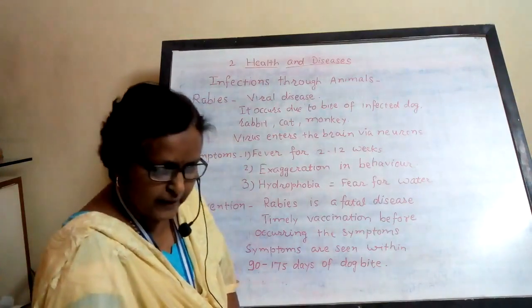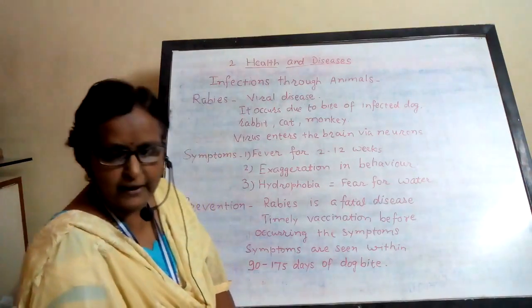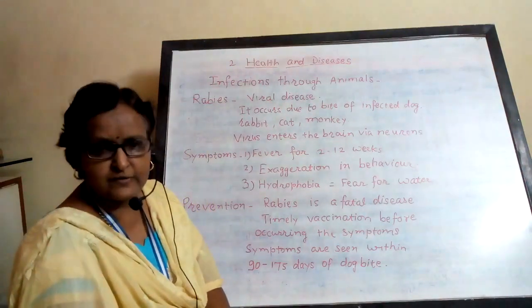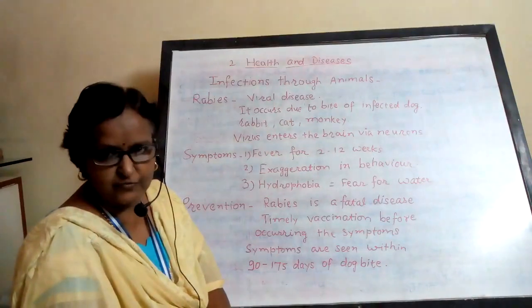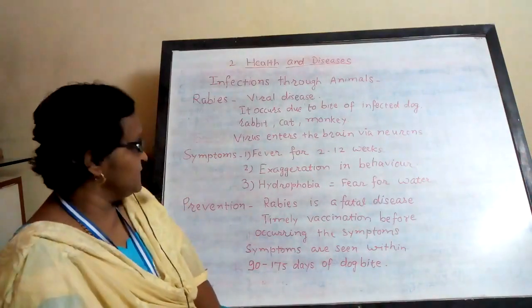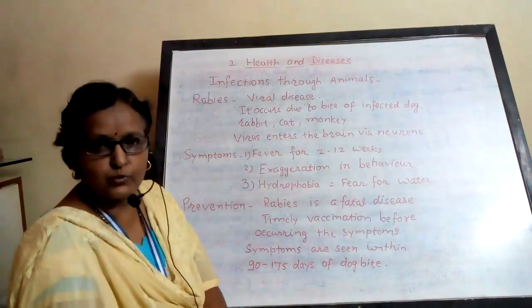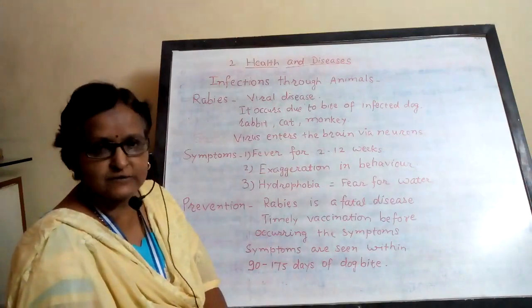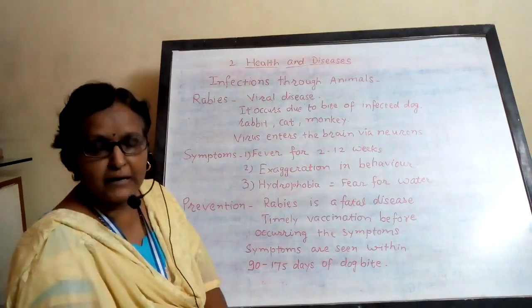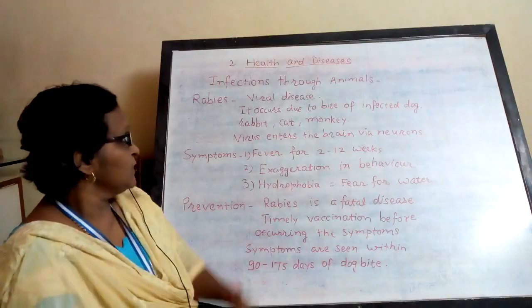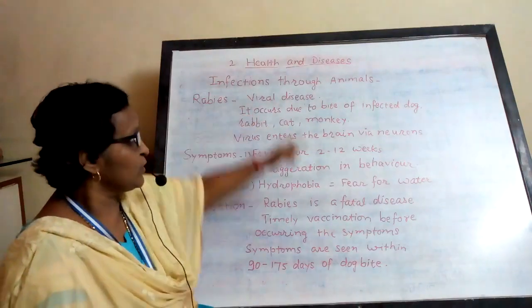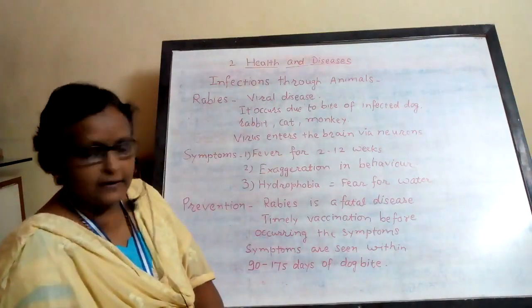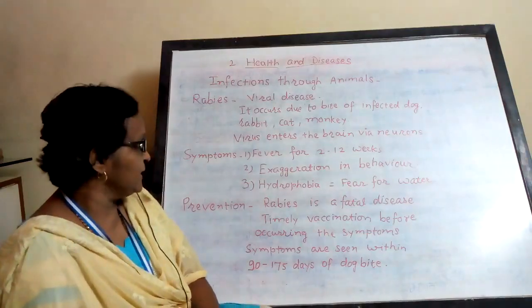What are the effects of rats, cockroaches on human health? They cause different diseases. They spread different diseases, we know. Now, rabies is caused especially due to bite of cats, dogs, rats and monkeys. What are the symptoms? It is a viral disease, I have told you. It occurs due to bite of infected dogs, rabbit, cat and monkey.